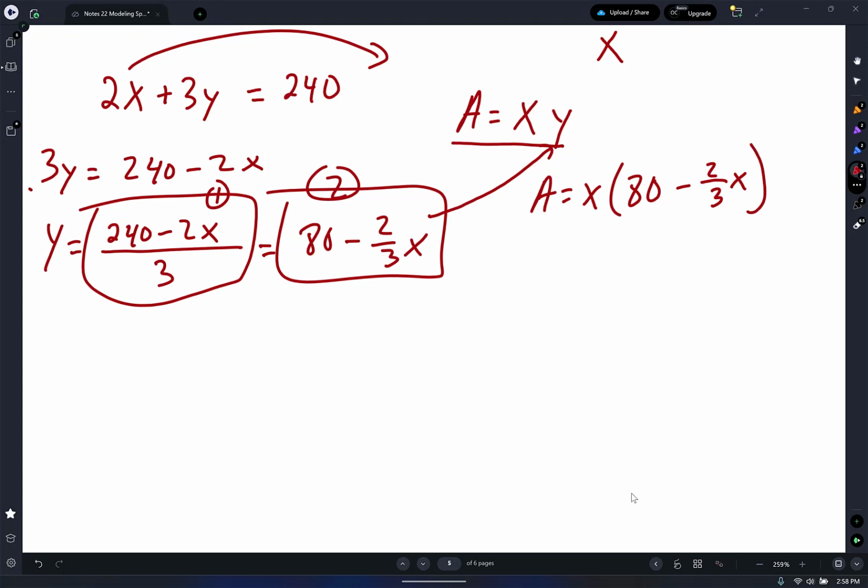Make sure that x does not hover below. Don't put it next to the 3. If you're going to put it in top or bottom, put it with the 2x over 3. I like to put 2/3 of x. Are we okay so far?